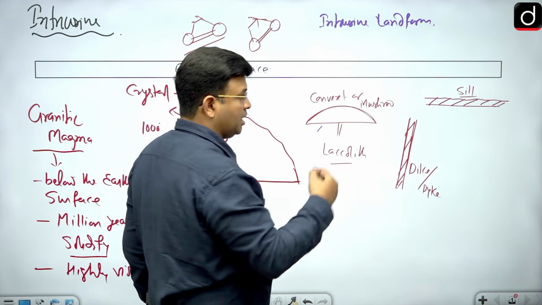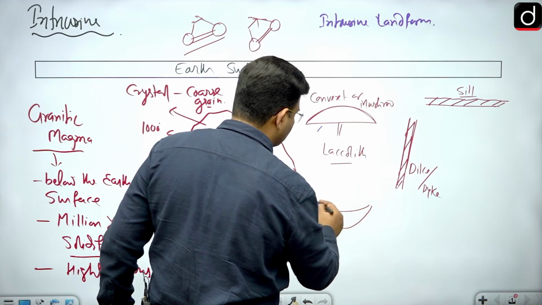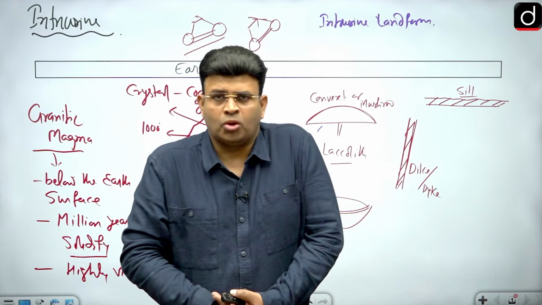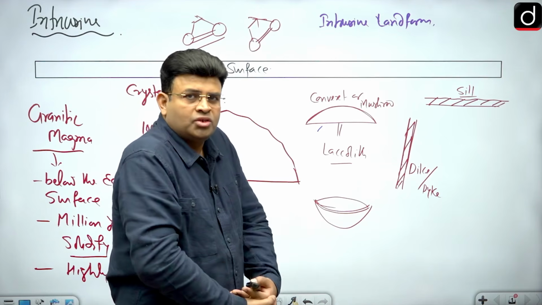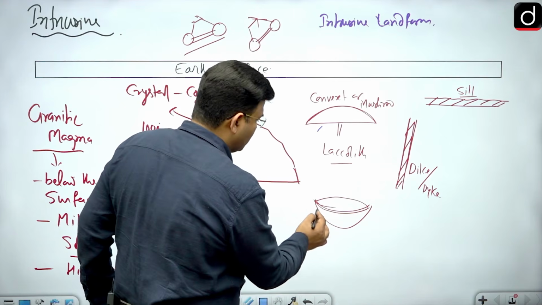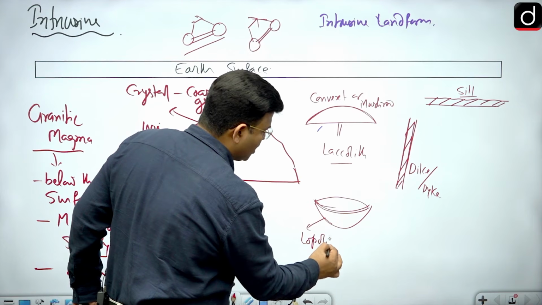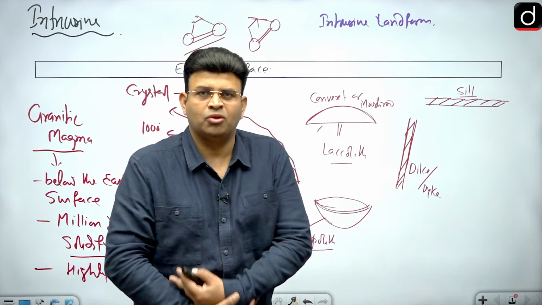And when granitic magma solidifies in a saucer-shaped structure, it is known as a lopolith. Lop is like a saucer shape, so you can remember saucer or bowl shape. I was trying to make it easy to remember: lapolith, or you can say lopolith.